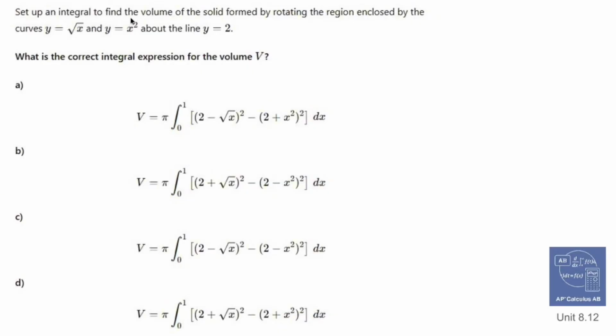Set up an integral to find the volume of the solid formed by rotating the region enclosed by the curves y equals the square root of x and y equals x squared about the line y equals 2. All right, so we've got one curve, we've got another, and we're rotating it around something up here.